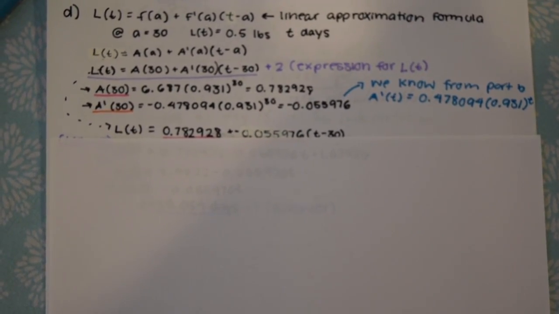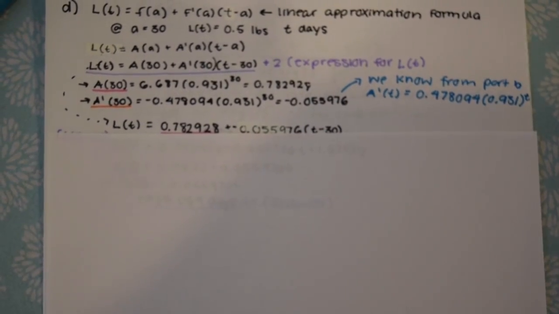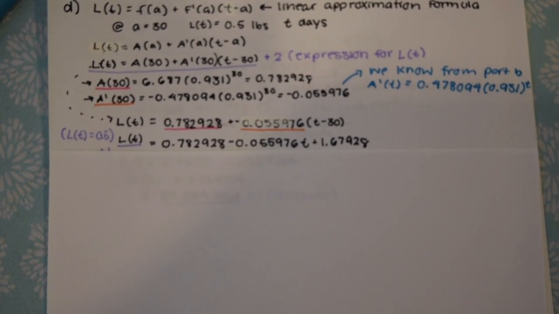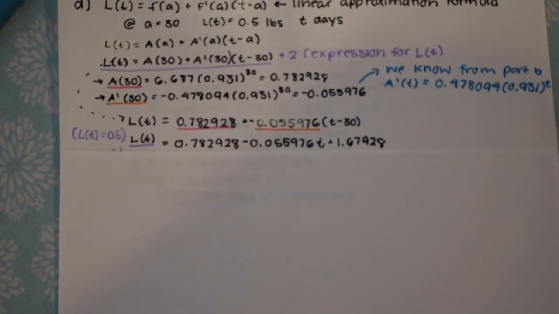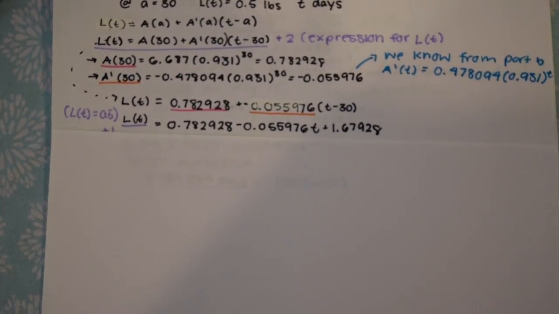plus negative 0.055976 times t minus 3. So we're going to set L of t to 0.5, and t minus 3, we can multiply this through, and that's distributive property.